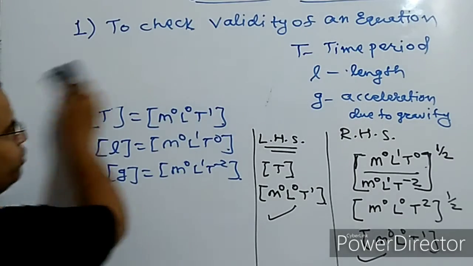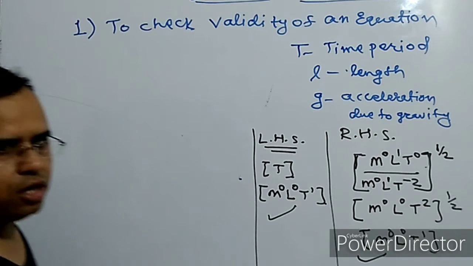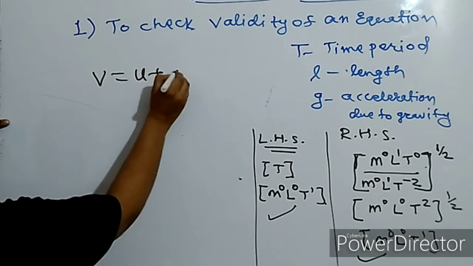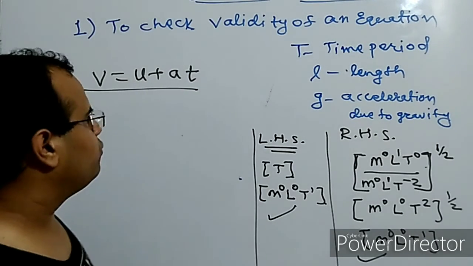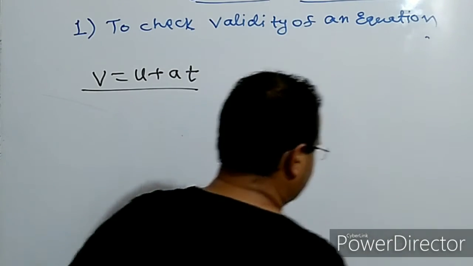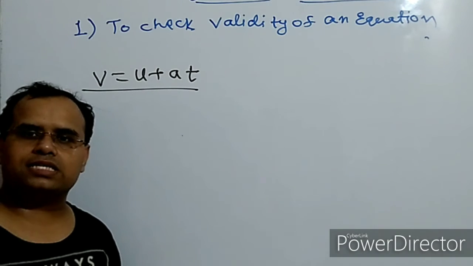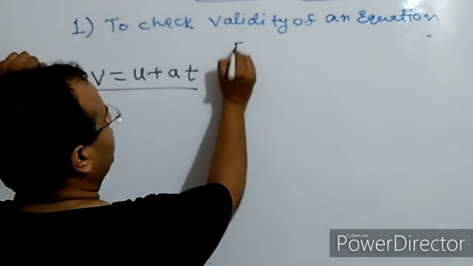If you are given another equation, say equation of motion, you must have studied equation of motion in 9th standard. So let the equation of motion be v equals u plus at, and you have to check the dimensional validity of this equation. Here v is the final velocity, u is initial velocity, a is acceleration, and t is time. So let us write the dimensions of all these quantities.